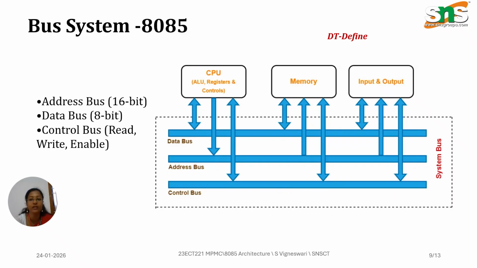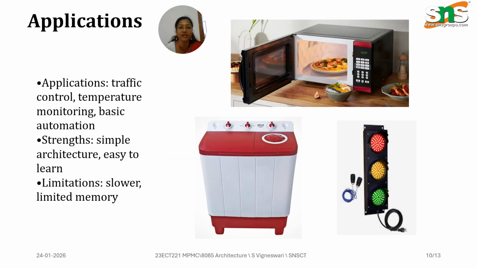And next comes the bus interface unit. The bus interface unit allows the 8085 to communicate with the memory and IO devices. It manages the address bus, data bus and control bus. The address bus is 16-bit and unidirectional. The data bus is 8-bit and bidirectional, whereas the control bus carries the timing and control signals.